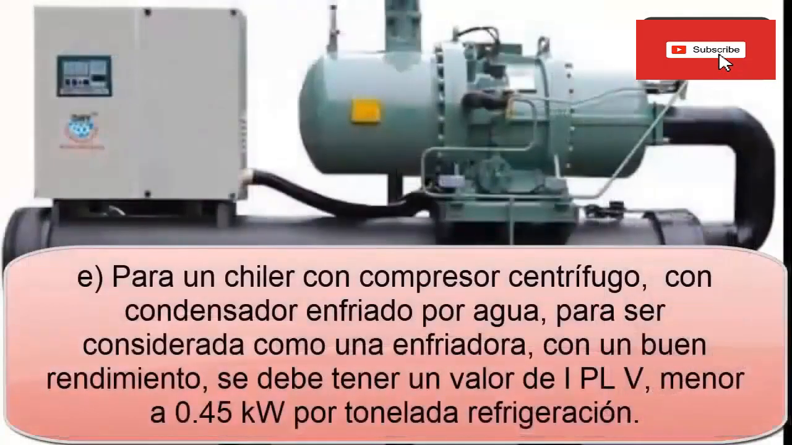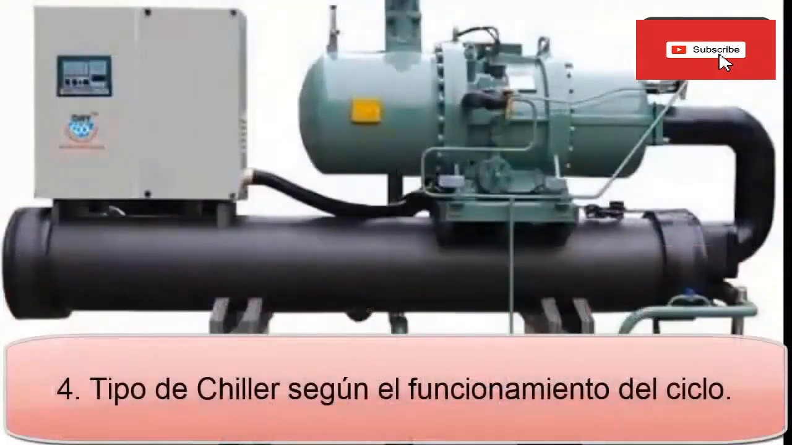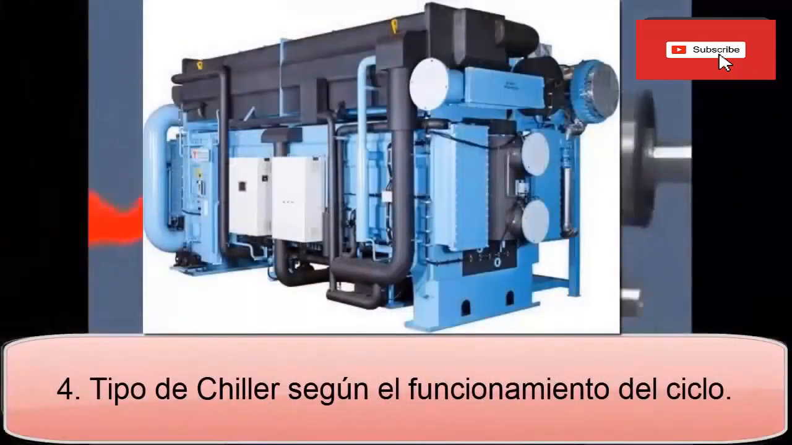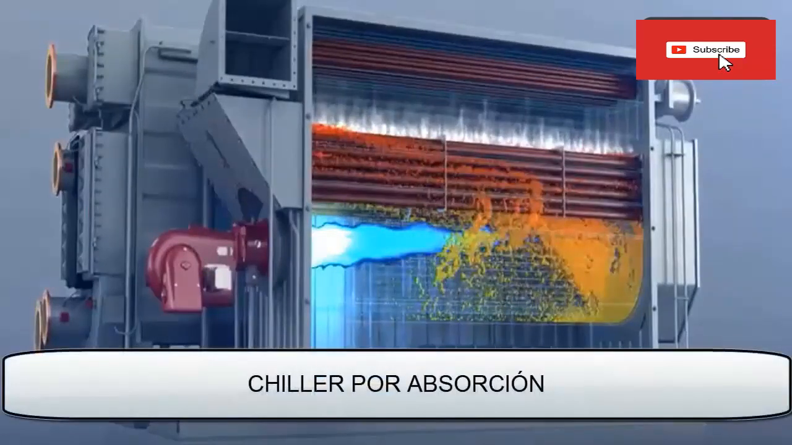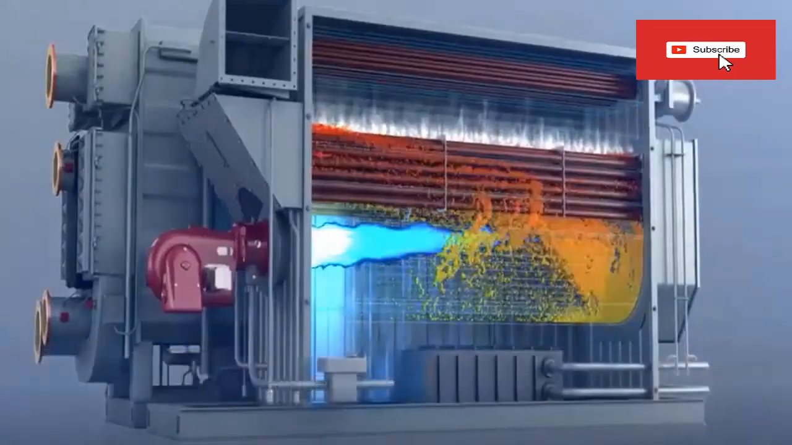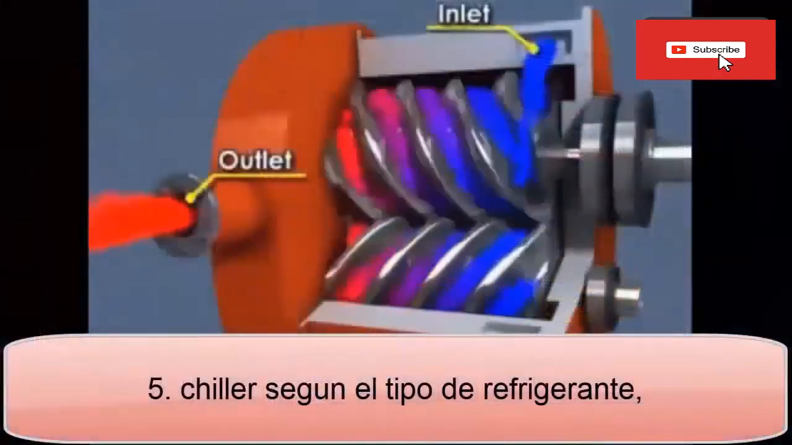In the fourth classification, we are going to differentiate the chillers by the operation of their refrigeration cycle. Although most chillers work with the compression refrigeration cycle, we can also find chillers that work with the absorption cycle, which does not use a compressor, but needs a stable heat source to work, and preferably one that is wasted from another process.